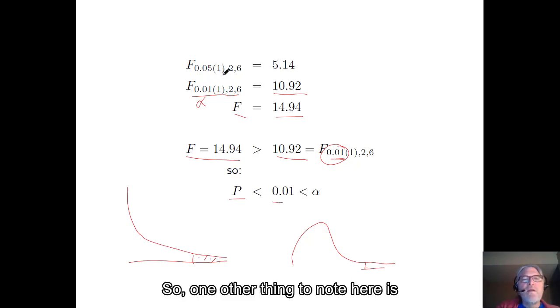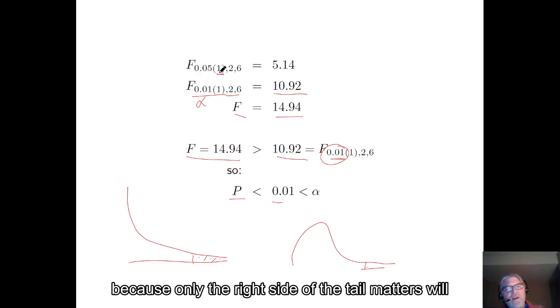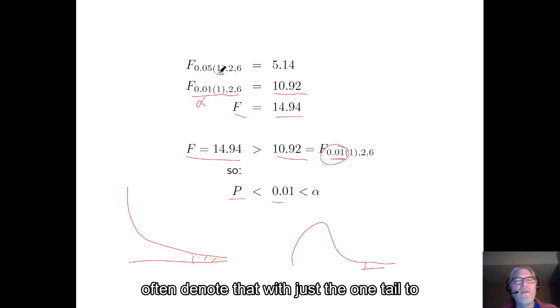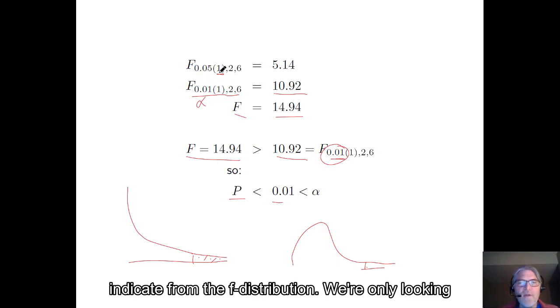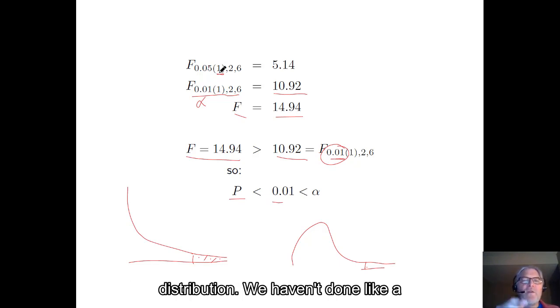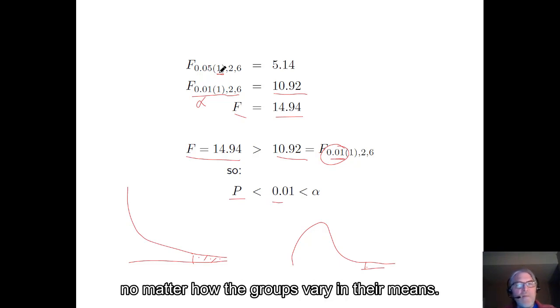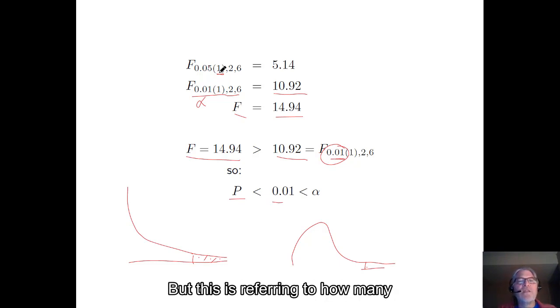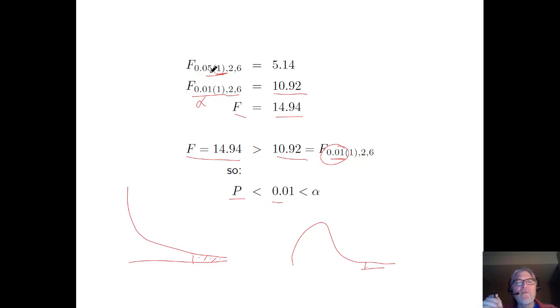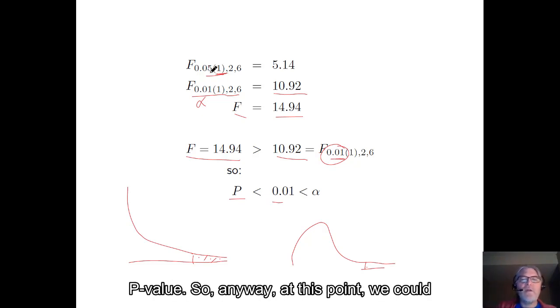One other thing to note here is that because only the right side of the tail matters, we'll often denote that with just one tail to indicate from the F distribution, we're only looking at one tail of the distribution. We haven't done a one-sided test. We're going to reject the null no matter how the groups vary in their means, but this is referring to how many tails of the test statistic contribute to the p-value.